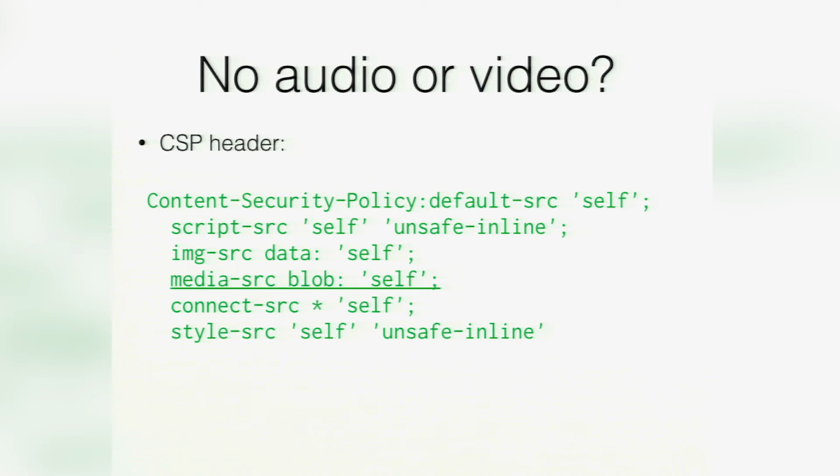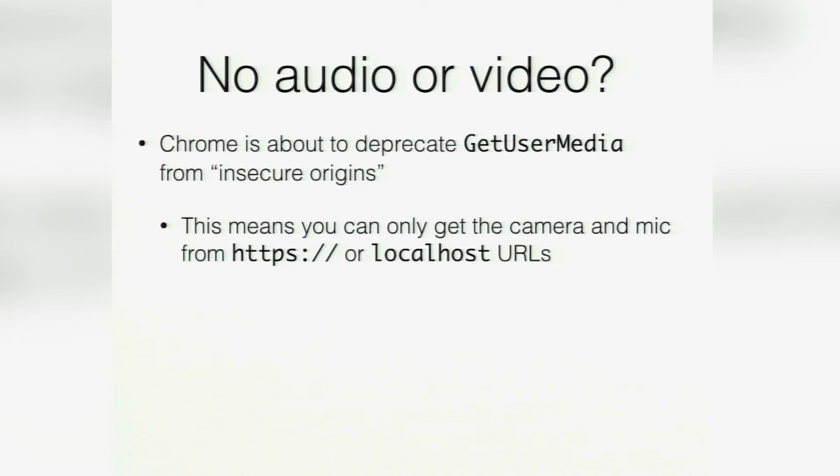It's fairly straightforward. The other thing, I don't believe this is out yet in stable versions. It may be in Canary or beta. Chrome is deprecating the use of get user media over what they call insecure origins. Fortunately for developers, they're including localhost within the definition of secure origins. So if you're running your application on localhost, it'll be fine. If you're running your application over HTTPS, it'll also be fine.